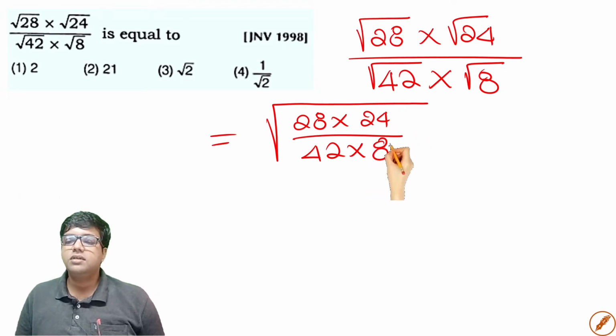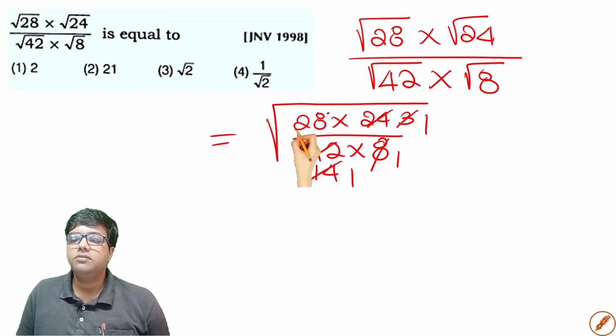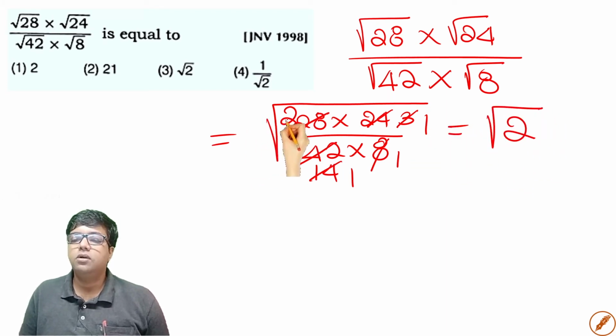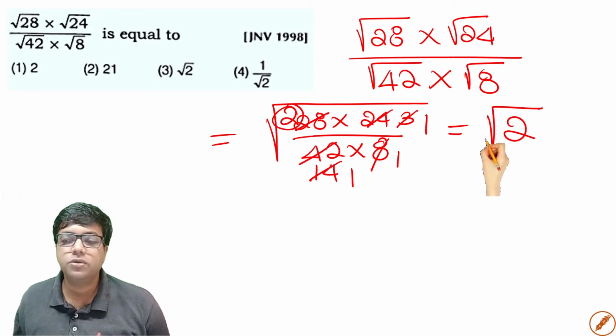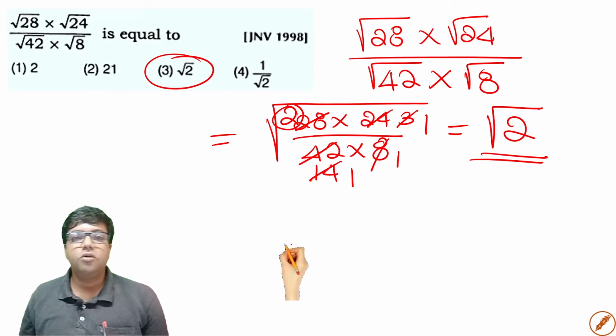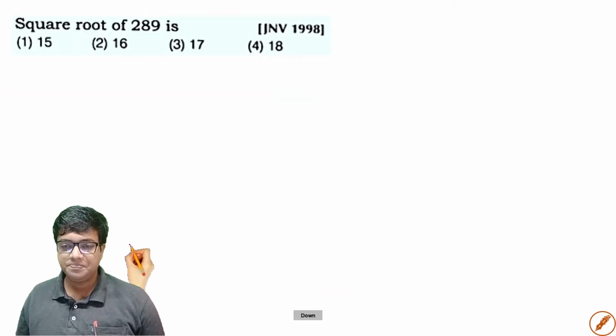Okay, so let's do this part. 8 1s are 8, 8 3s are 24, 3 1s are 3, 3 14s are 42, 14 1s are 14, 14 2s are 28. So therefore you get root 2, not 2. It is not just 2, it is under a root. So the answer is root 2. Root 2 is available in option 3. So option 3 is the right answer for this question.